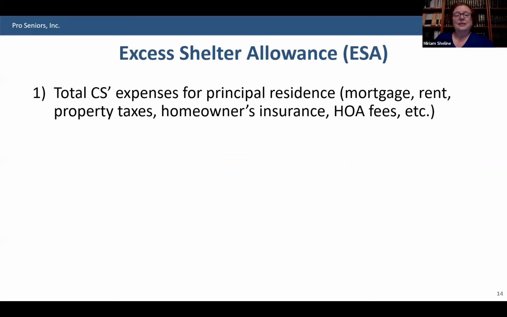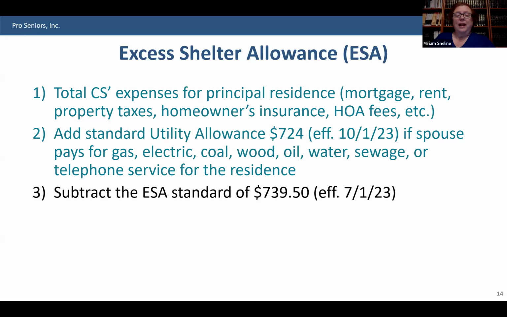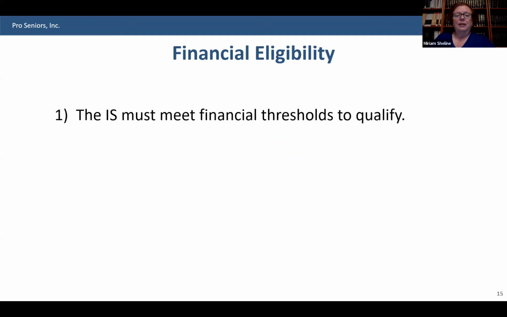The excess shelter allowance is essentially taking the community spouse's living expenses in the way of mortgage, property taxes, homeowner insurance, and HOA fees. Assuming that they are paying utilities, you would add the standard utility allowance of $724 and subtract from that the standard shelter allowance of $739.50. That equals your excess shelter allowance, which we add to the monthly income allowance calculation to figure out how much of the income the community spouse can keep. All right.